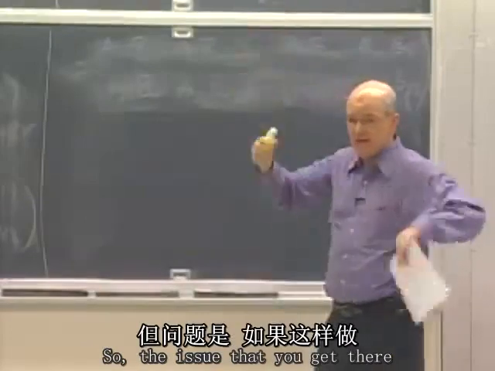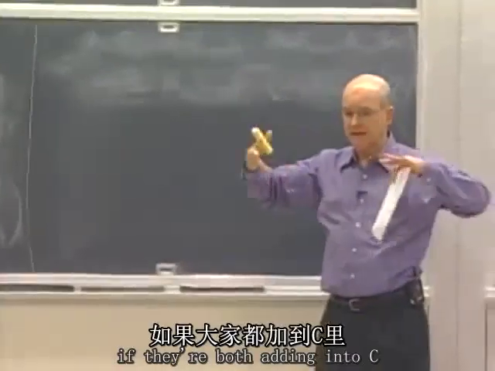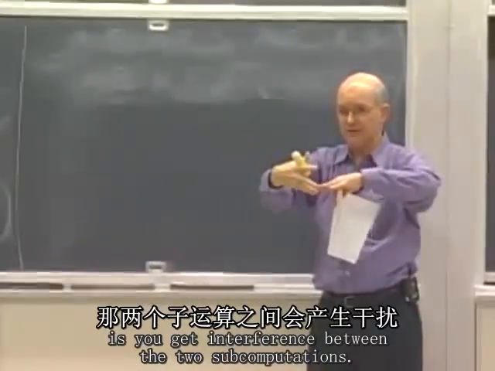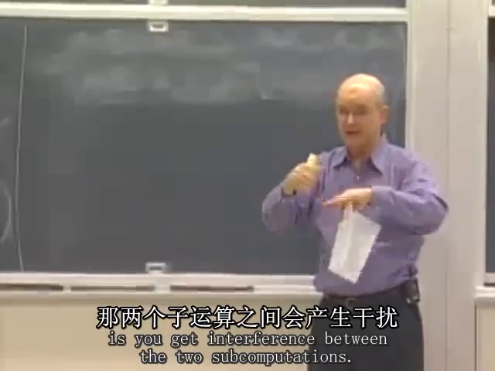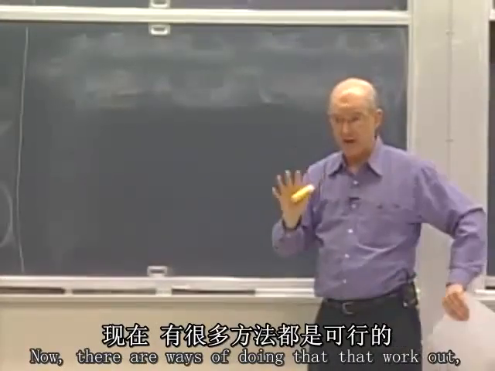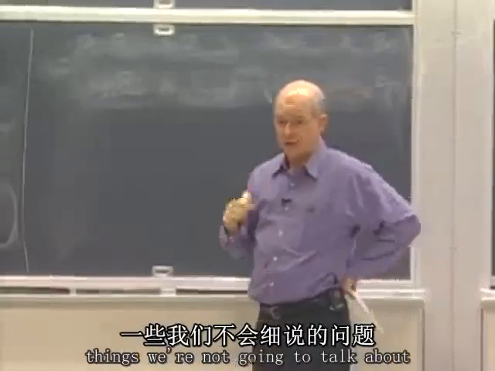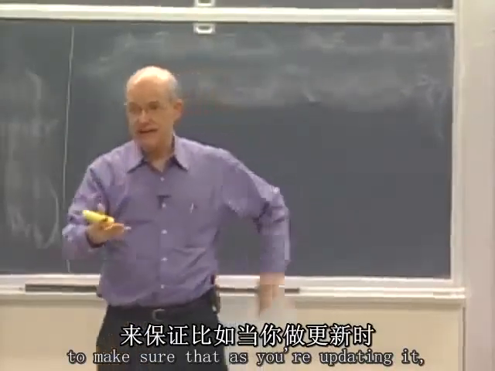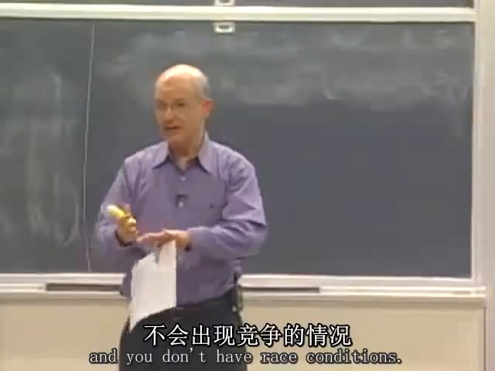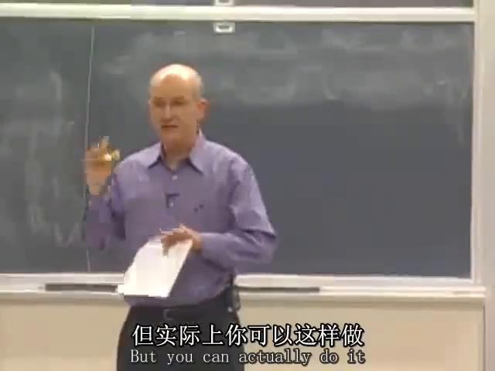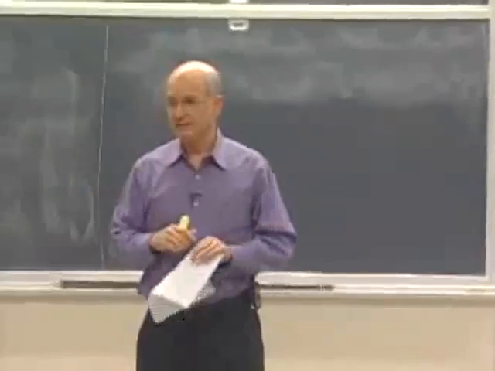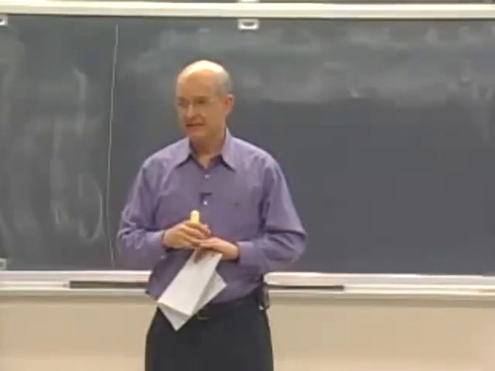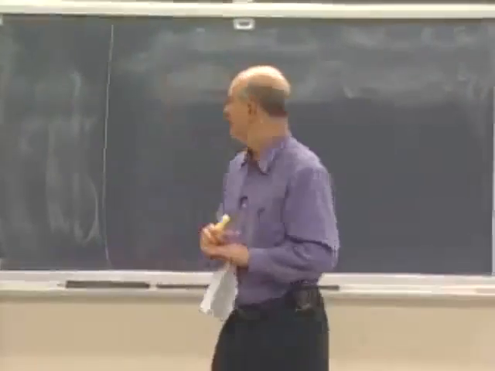So the issue that you get there, if they're both adding into C, is you can get interference between the two subcomputations. Now, there are ways of doing that that work out, but you now have to worry about things we're not going to talk about, such as mutual exclusion, to make sure that as you're updating it, somebody else isn't updating it and you don't have race conditions. But you can actually do it in this context with no race conditions. Well, you could add another sync before the second set of four spawns then.